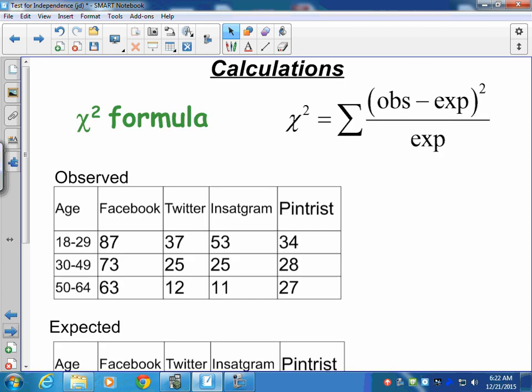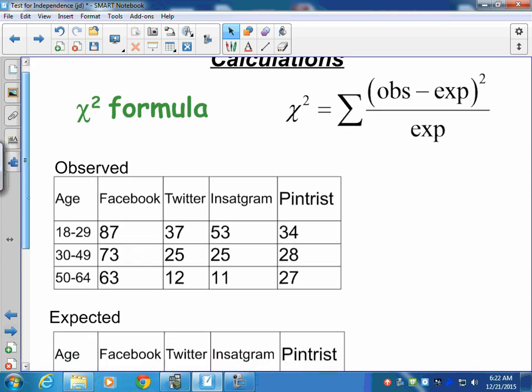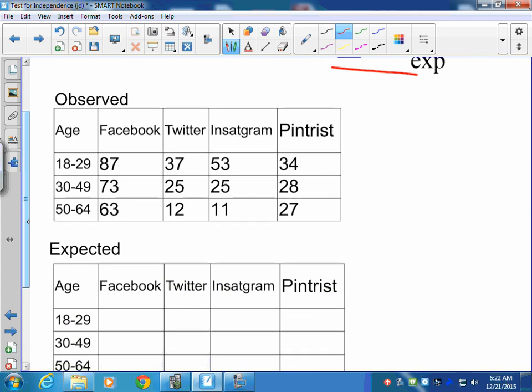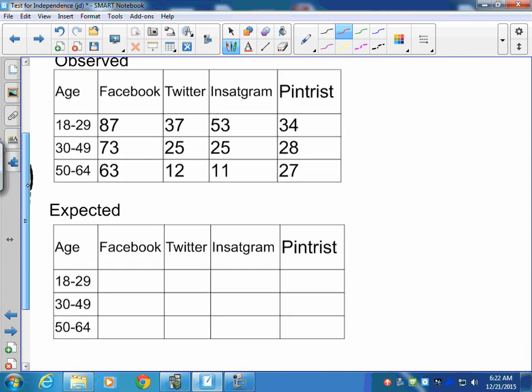Okay, now calculations. Calculations in this situation take a little bit longer overall. We're still using the exact same chi-squared formula. So we're going to show some of these calculations. But the good news is when we get to a test like this with a lot of data, instead of doing 12 individual calculations, we'll let the calculator do a lot of the work for us.